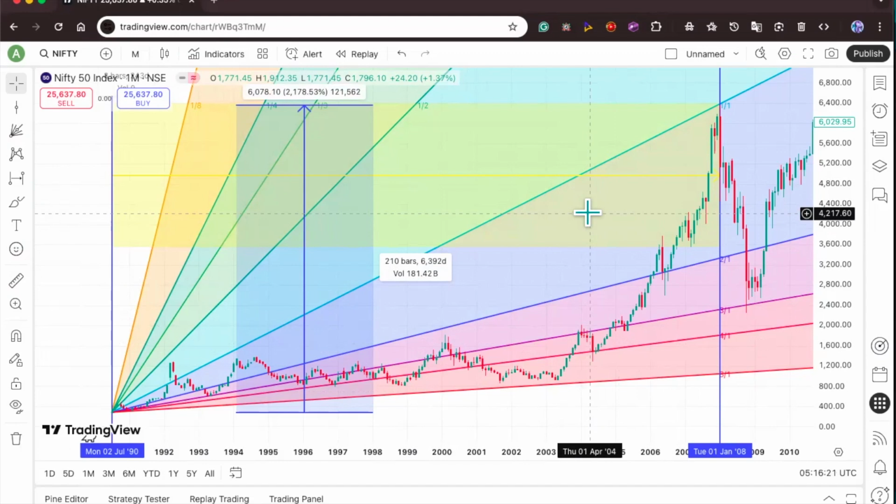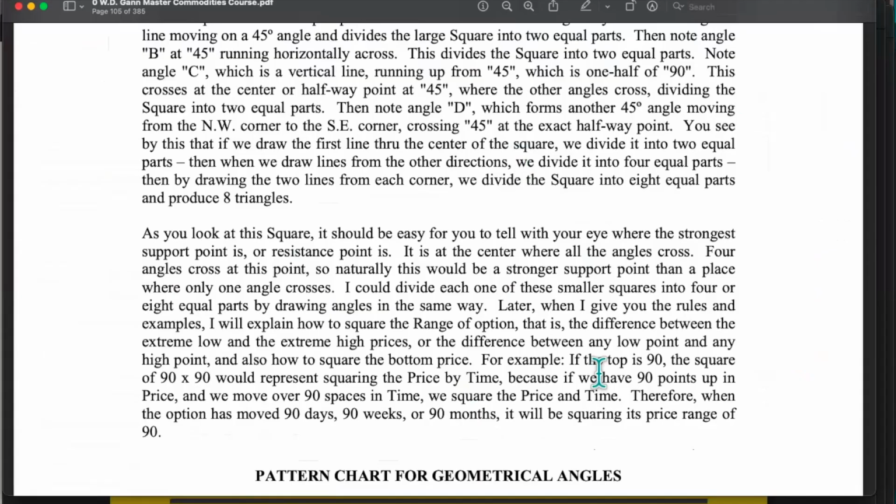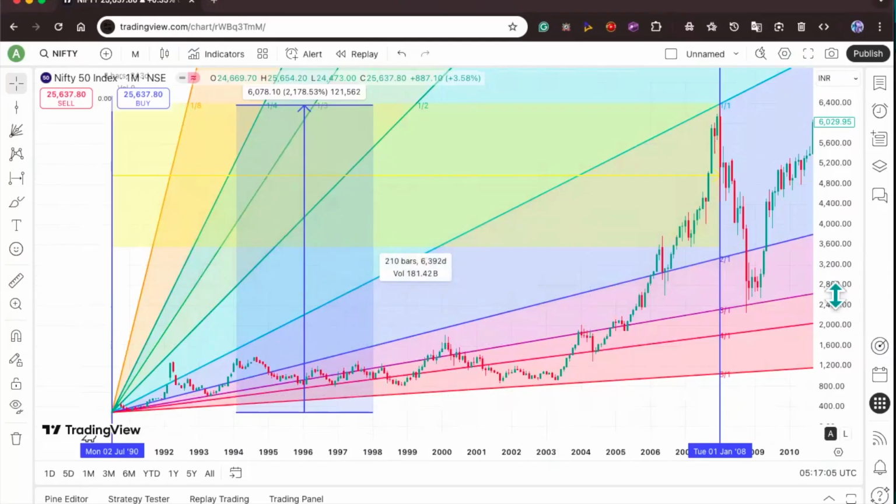So this is what we have considered, and what we have done is we have considered a 1:1 angle, that is a 45-degree angle. So what does 45-degree talk about exactly? It should be at 45-degree. Second, 90 spaces it should be moving across, and in the same time frame it should be moving by 90 points also. So this is where we will be finding the square of time and price, and that is the logic we should be using across, and this is what we have tried using on the chart also.